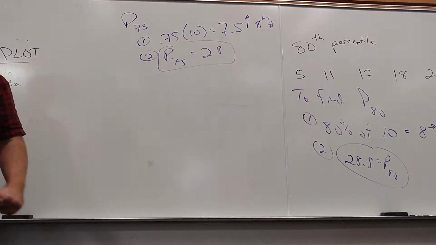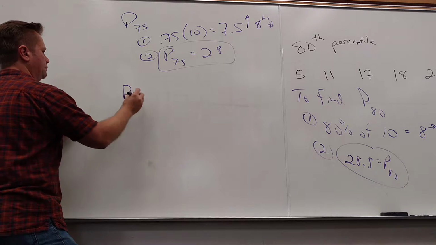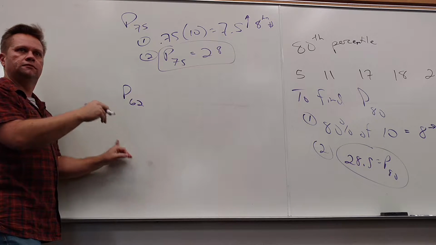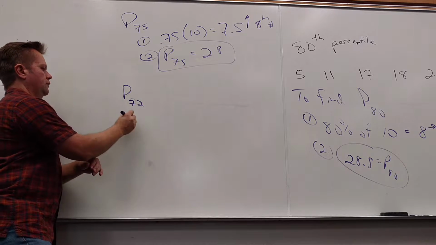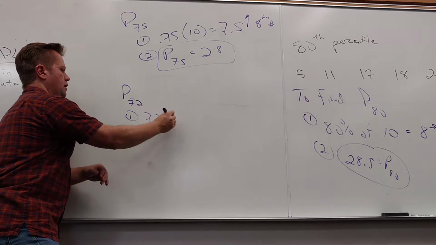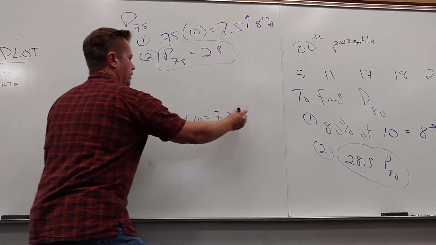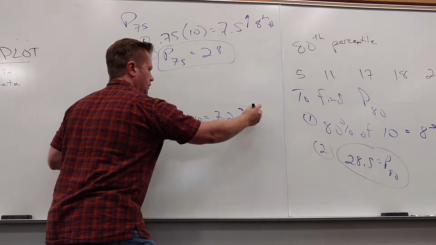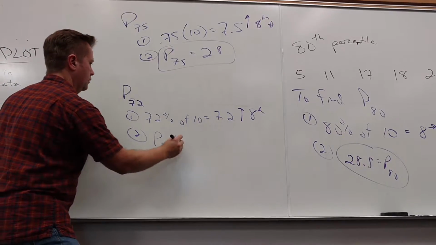Yes? So if it comes out to like 7.2. Beautiful, I love it. So how do we find P62, for example? Let's do P72, sure. Why not, Jeff? What's 72% of 10? 7.2. So I'm going to round it up to 8. So the 8th number is? 28.